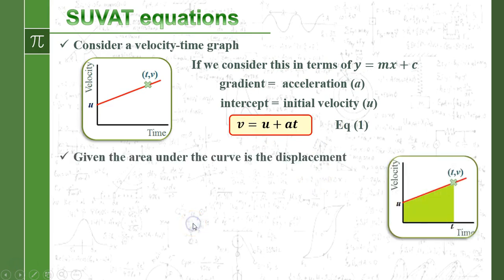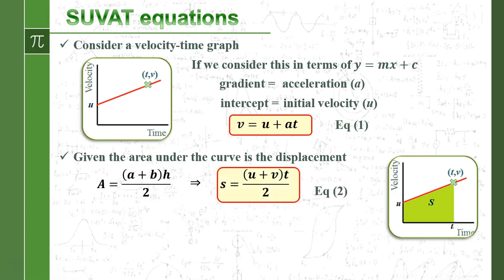Now, let's have a look at our graph again. This time we are going to be looking at the area under the graph, which we know is the displacement. And so, given the fact that this shape is a trapezium, we've got our formula for the area of a trapezium, a plus b are the parallel sides. So that side there is u, that side there is our velocity, so that's v, and h, which is the distance between them, is just how long it's been going for, that's time. So straight away, just plug in u, v, and t into our trapezium formula. Straight away gives us that one, and that is equation number 2.